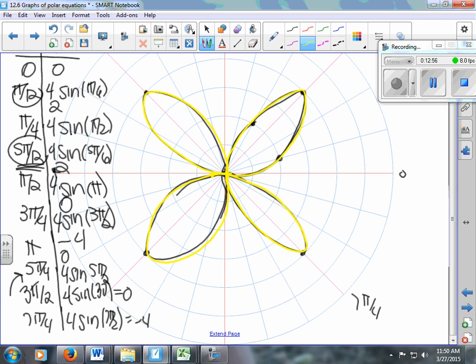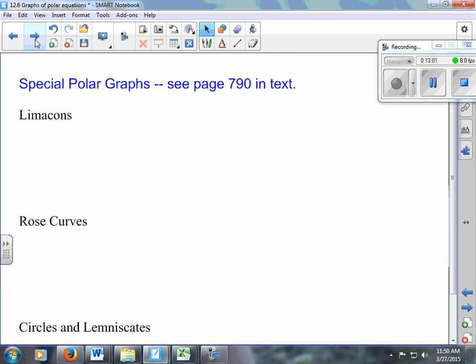Okay. Now, those are all of the graphing we're going to do by hand today. And you're probably going to think that that was pretty challenging.